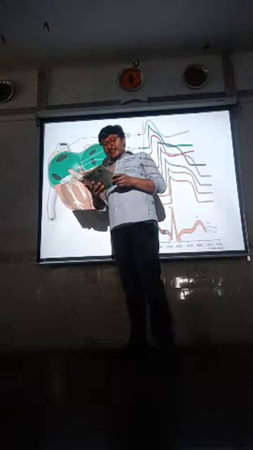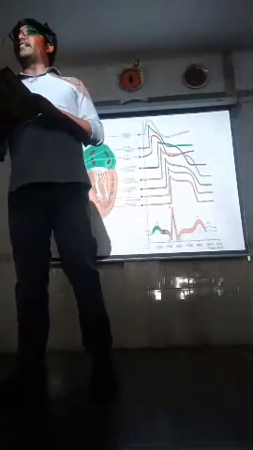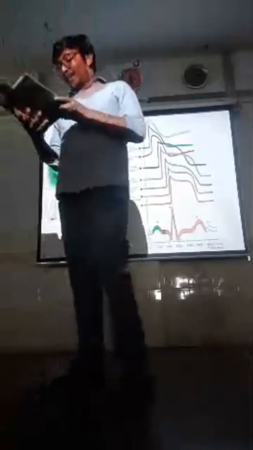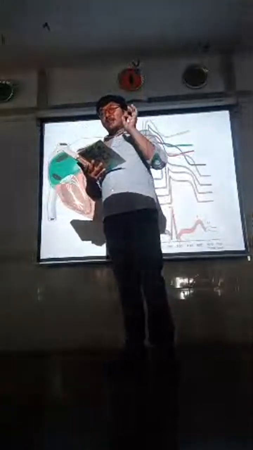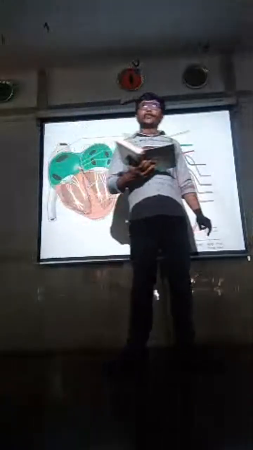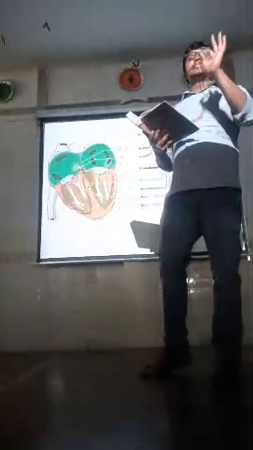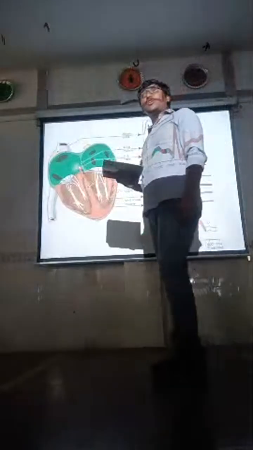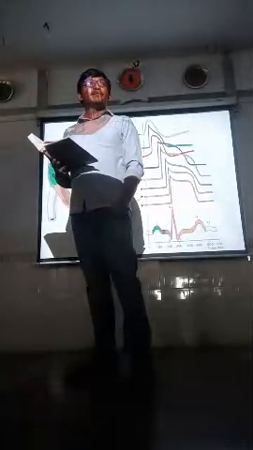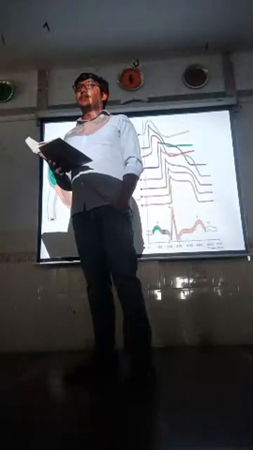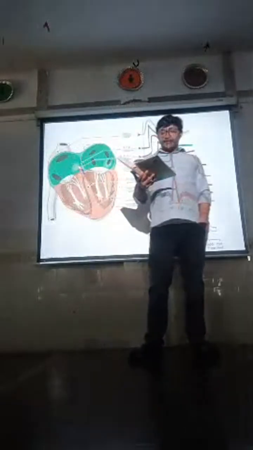So this is what atrial systole is all about. Now what is atrial diastole? The atrial systole time is about 0.1 second. Now atrial diastole is about 0.7 seconds. Am I clear? Yes or no? Now we have to see what is atrial diastole.